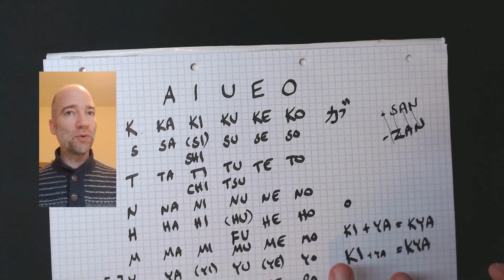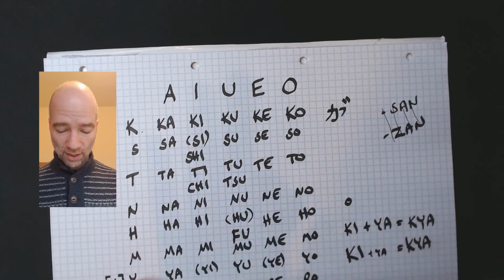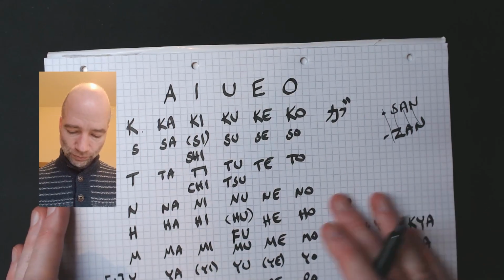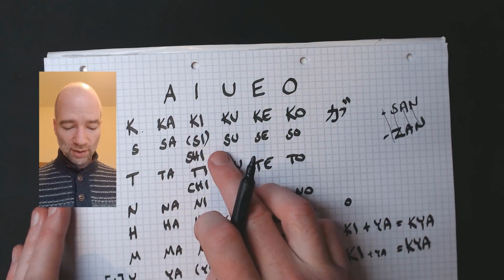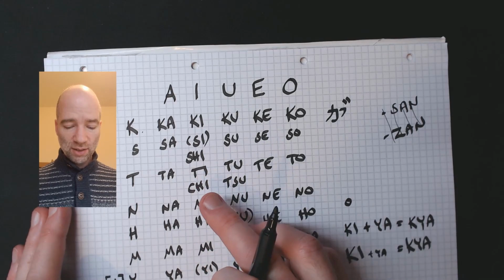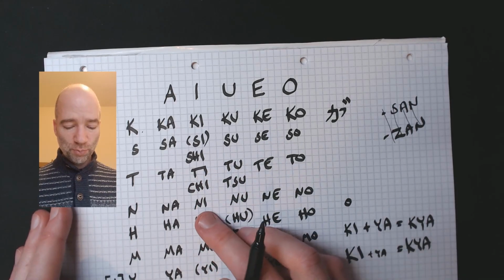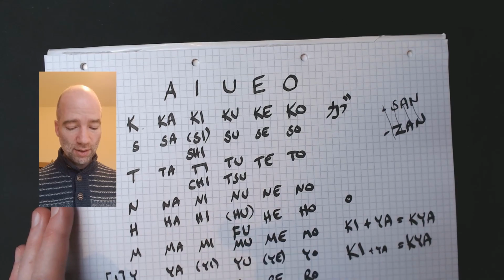And I'll not confuse you by writing the characters just yet. I'll do that later. So kya. And you can do that with all these. So you get sha, you get ja, nya, hya, bya, pya, mya, rya.